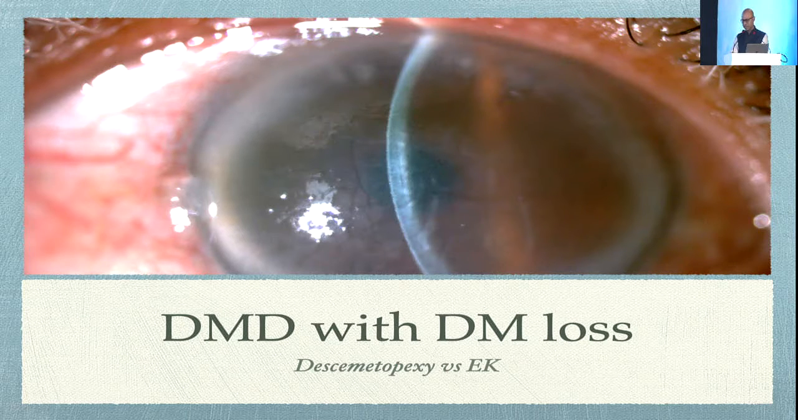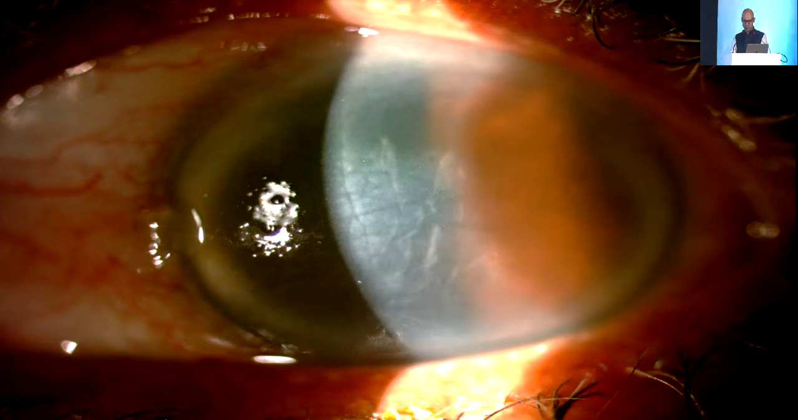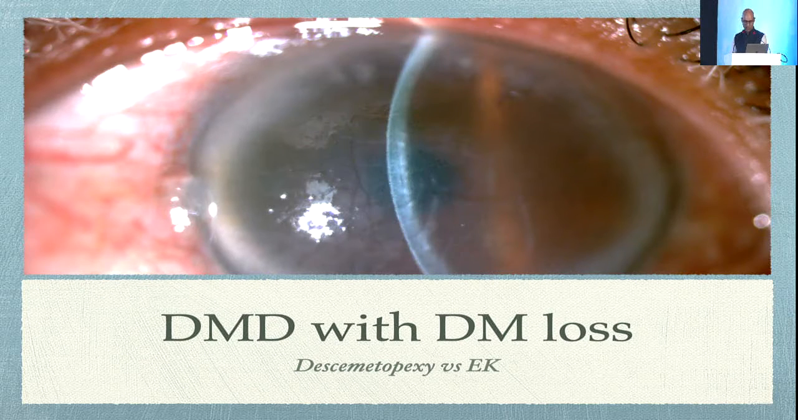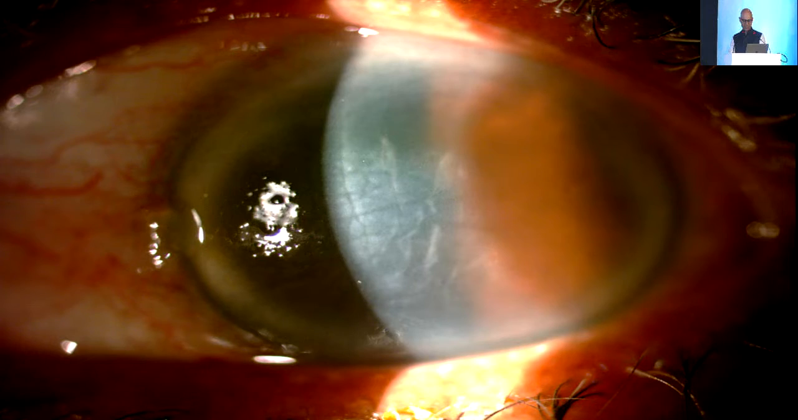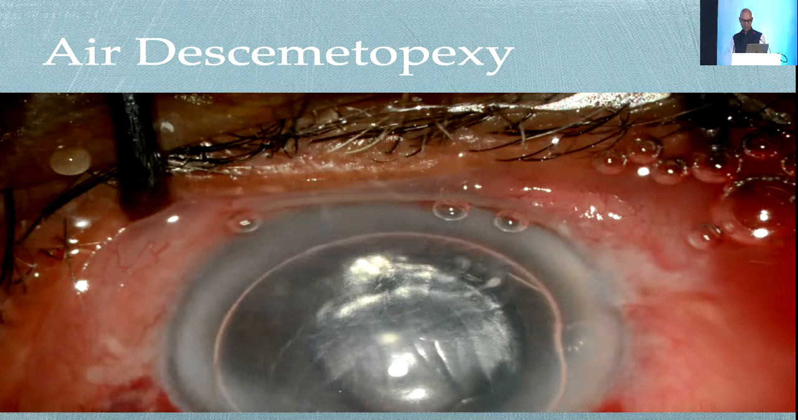Now this is a very interesting case referred to me by a colleague. This patient had a Descemet's detachment with a Descemet's loss in the center, almost like a 3-4 mm loss. So I was wondering what to do for this case. This is the OCT. You can see that area of missing Descemet's.